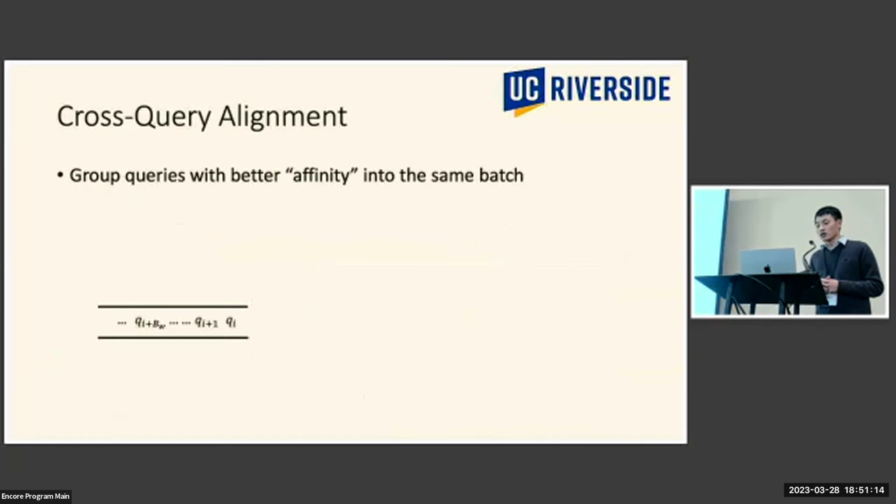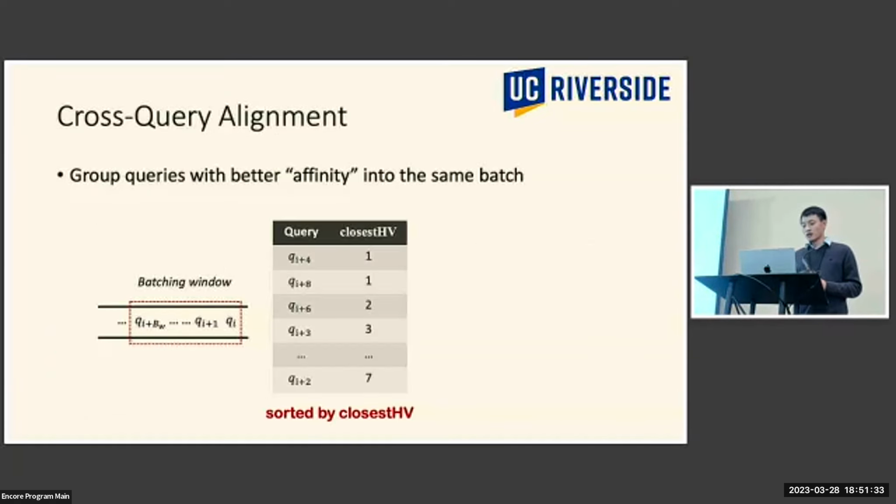Next, I will briefly talk about the cross-query alignment. This one shares the same heuristic as the inter-iteration alignment. For a given buffer of queries, we define a batching window, and then we rank the queries within the window based on the heuristic, that is, the least hops from the source vertex to the closest high-degree vertex. And then we generate the batches based on the ranking. In this way, the queries in the same batch would be better aligned in terms of the heavy iterations.